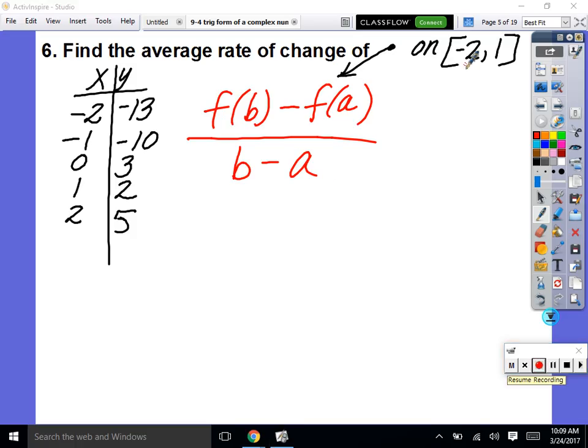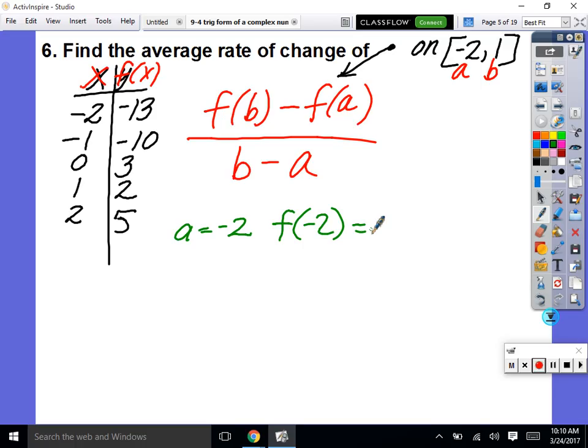So this is a, this is b. A is your lowest point on your interval, b is your highest point. This is x, this is y. So isn't this f of x? Everybody? Yeah. All right, so guys, if I know that a is -2, what's my f of -2? Isn't that f of a, everybody? Yeah. Which f of -2 means what's my function at -2?